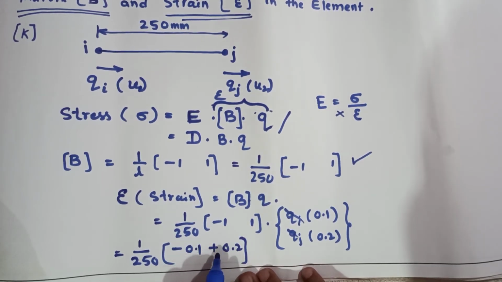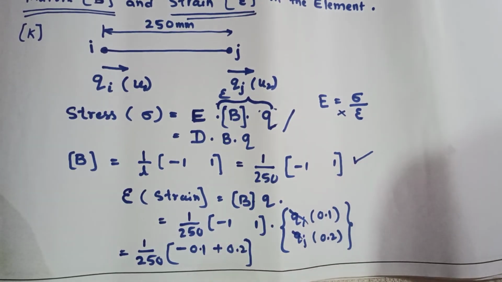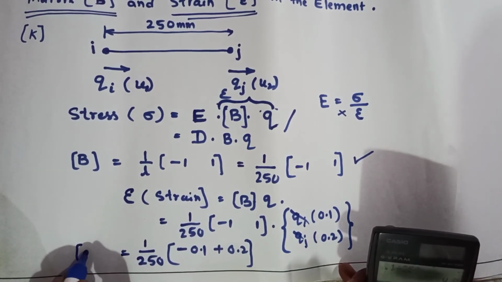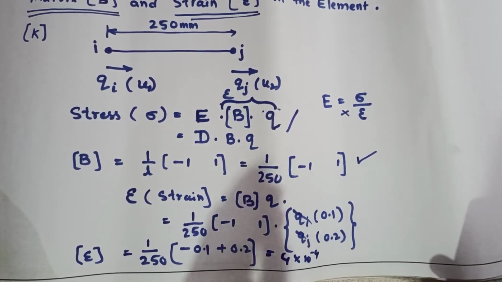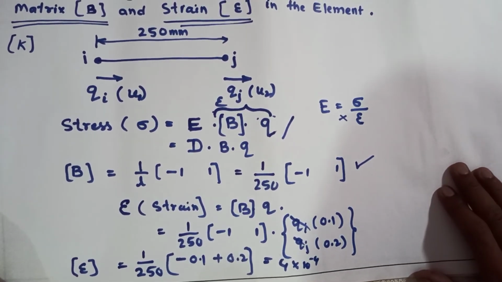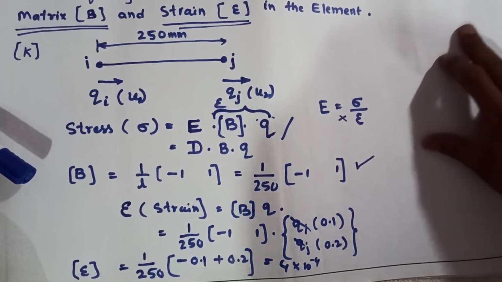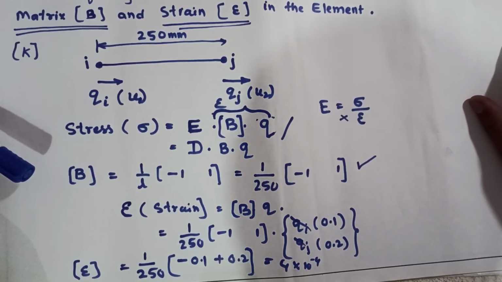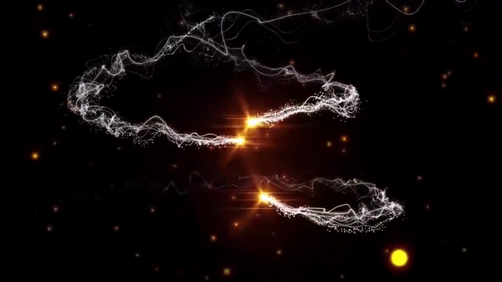So 0.2 minus 0.1 will be 0.1. So 0.1 by 250 you have to make, and you will get the strain, that is the epsilon value. It is 4 into 10 power of minus 4. Strain doesn't have any unit. This is the solution for short problems. In any competitive exam, if you have questions like this, you can easily solve them with these tricks. Thank you one and all.